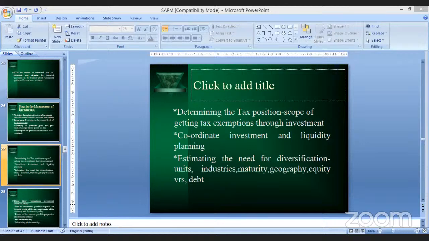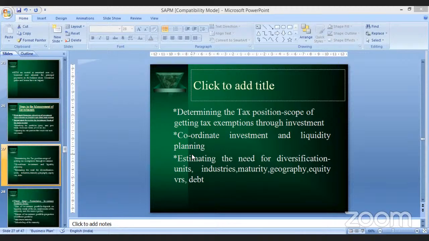So next step, you need to determine the tax position. That means how you can manage your tax. As an investor, we always want to pay the minimum amount of tax. On the other hand, the tax department always wants to collect the maximum amount of tax. So you need to coordinate the investment and liquidity planning.